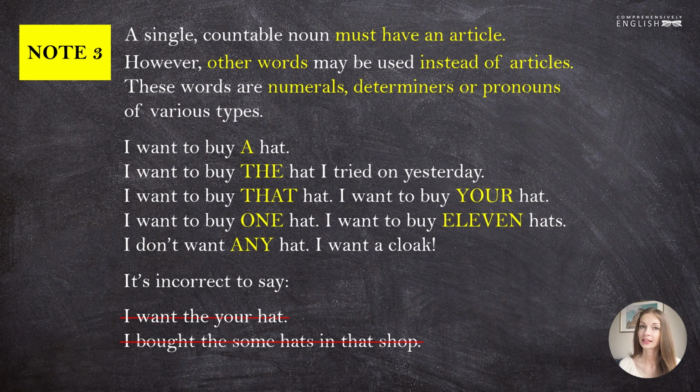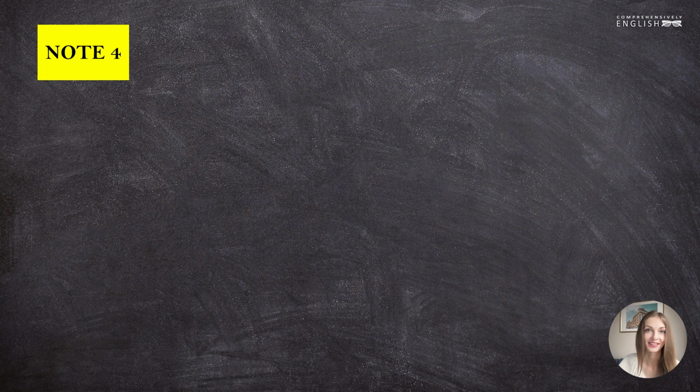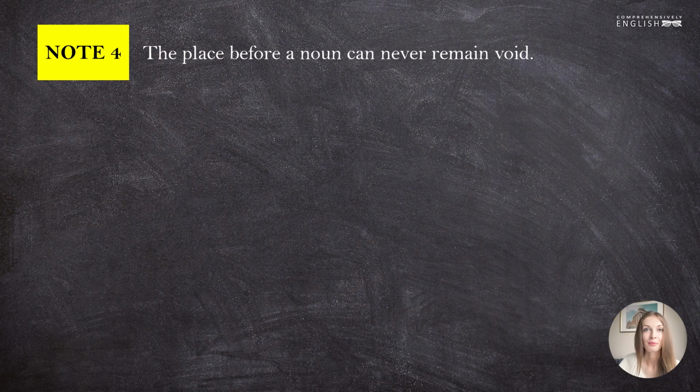The article a can be easily changed for one, because it actually originated from the Old English numeral one. The definite article the in its turn can be easily replaced with that, because it originated from the Old English demonstrative pronoun the. On the other hand, you should always keep in mind the idea that the place before a noun can never remain void. It must always be taken by something, either by a numeral or by a pronoun or by a determiner or by an article. Even if this article is the zero article. You won't make mistakes of omitting articles if you think about it this way.